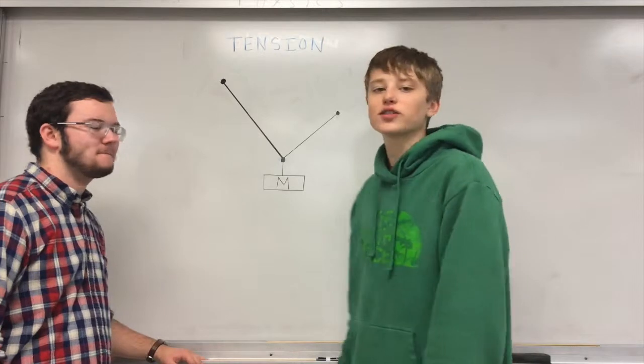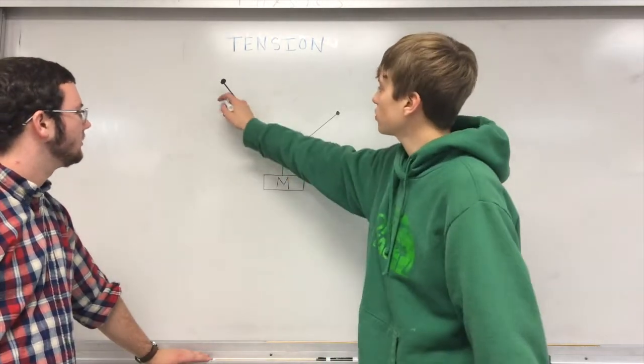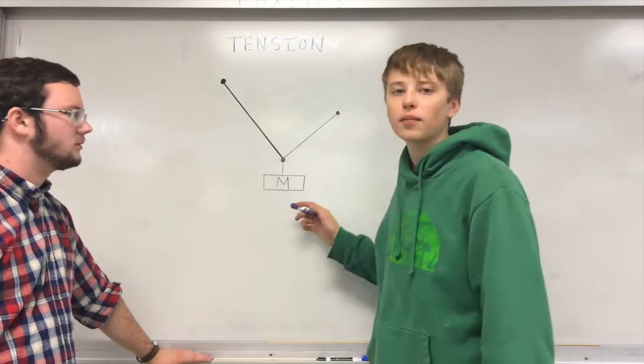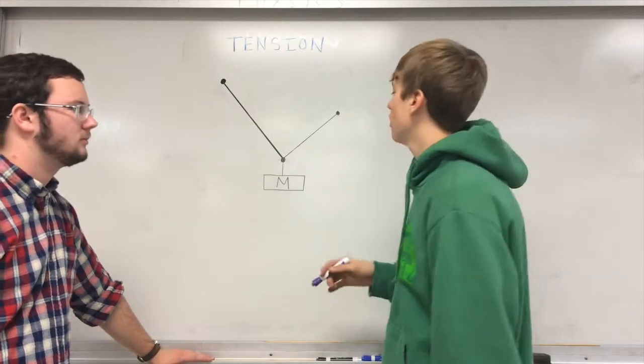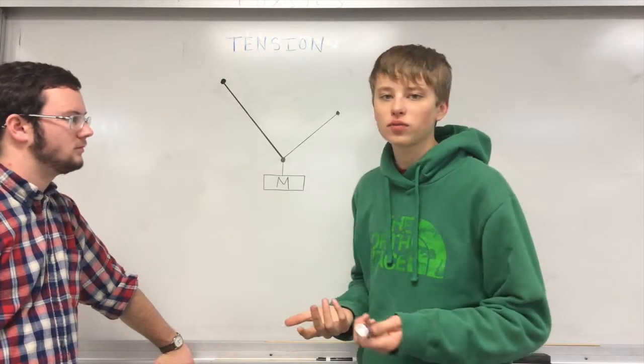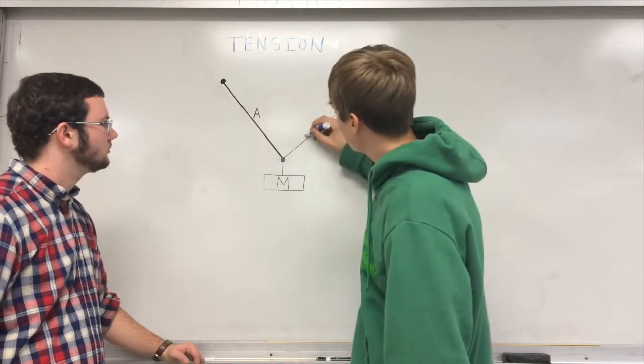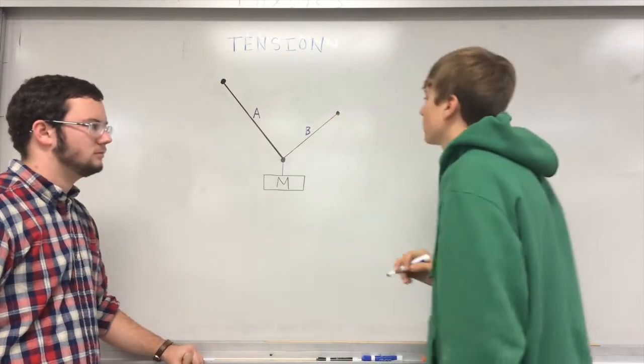We're going to teach you how to solve a basic tension problem. Now, in these tension problems, we have most likely two cables holding a mass, M in this case. This mass is usually given in pounds, and therefore the forces will be in pounds. We're going to solve for the tension in cable A and cable B in this scenario.